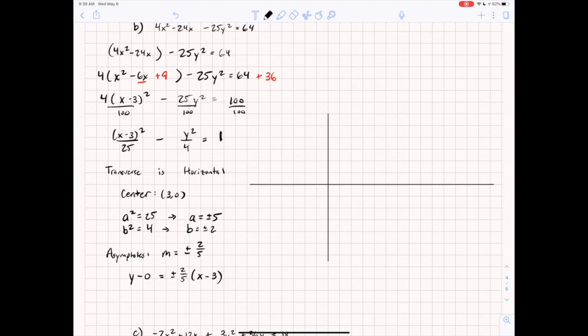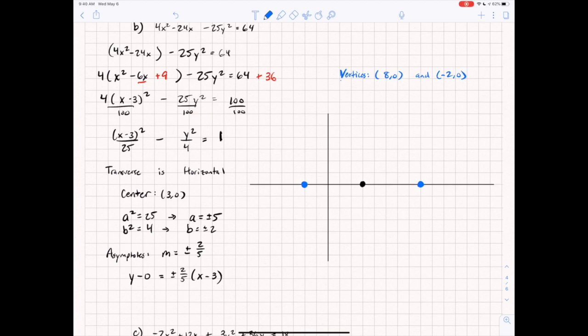Okay. My center again is at 3, 0, so 1, 2, 3, so that's right here. My vertices, I'm taking 5 steps to the left and right, so 1, 2, 3, 4, 5. Again, remember these steps are taken from the center at 3, 0. So you'll notice that I've got one vertex at 8, 0, and one at -2, 0. That's adding 5 and subtracting 5 from h.